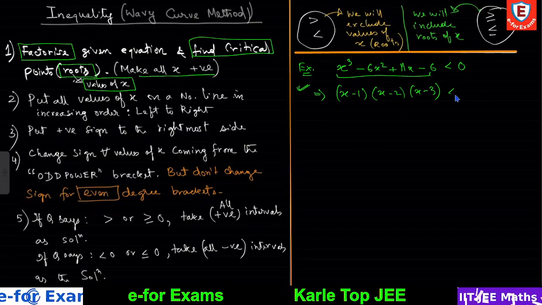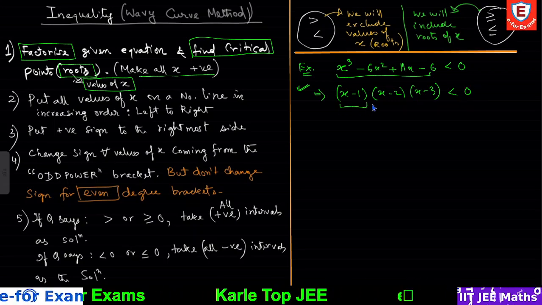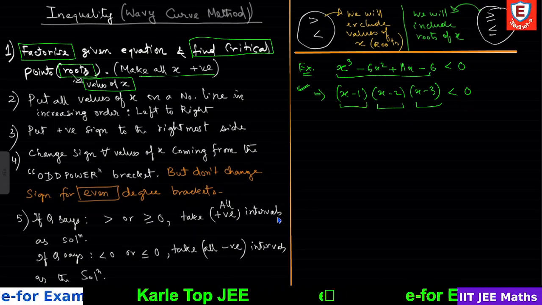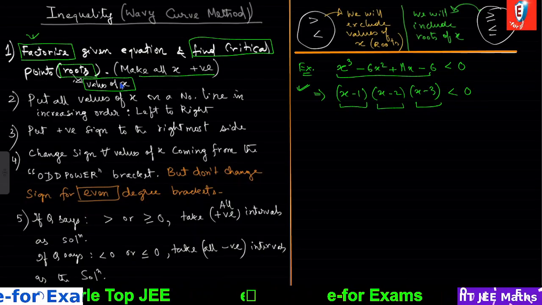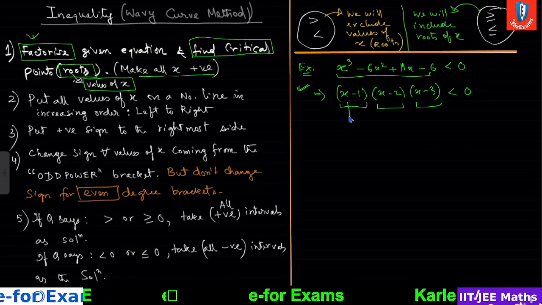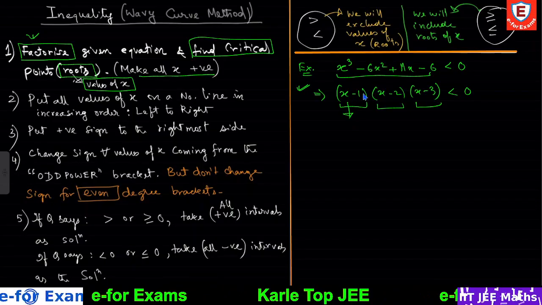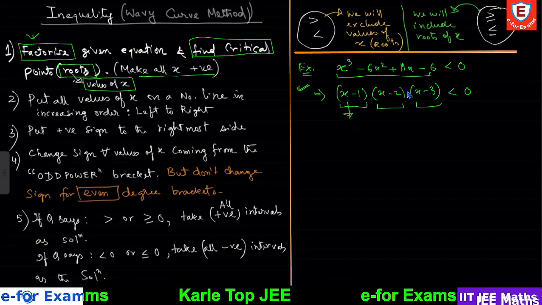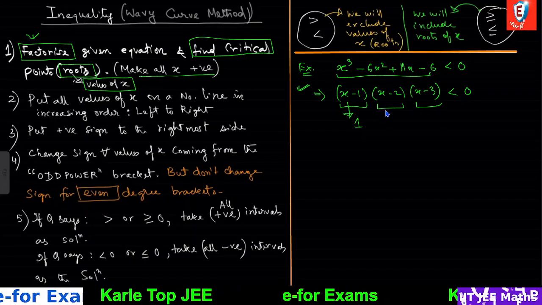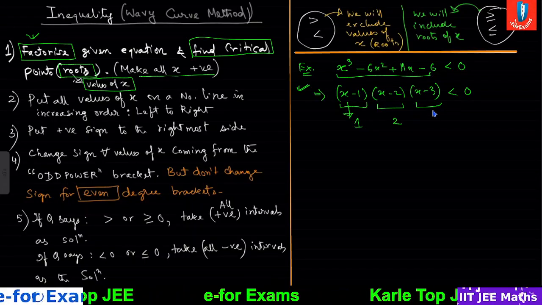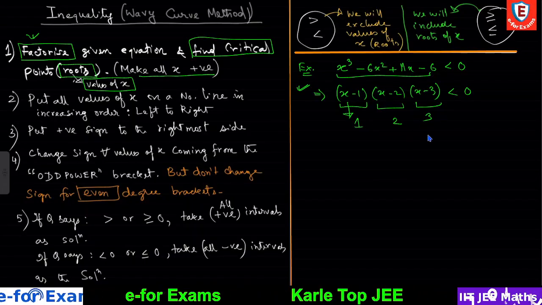These are the factors, less than 0. This is the first factor, second factor, third factor. Now for the first factor find the root. x minus 1 is a factor, so the root will be x minus 1 equal to 0, so the root will be 1. Here the root will be 2. Here the root will be 3. These are the 3 roots.